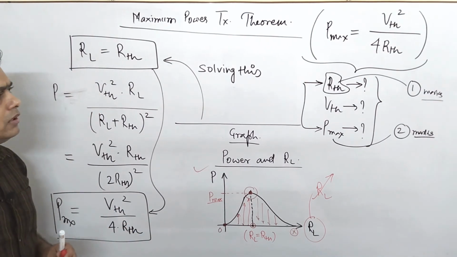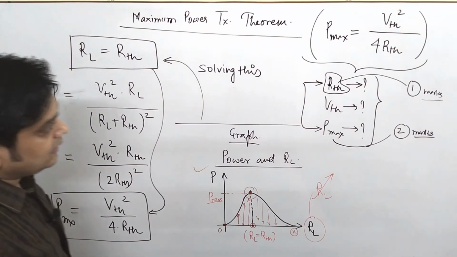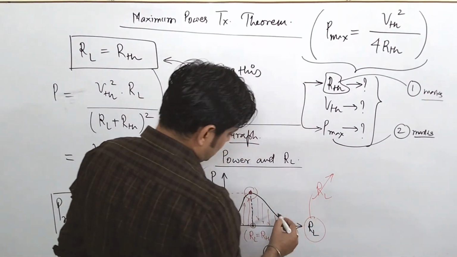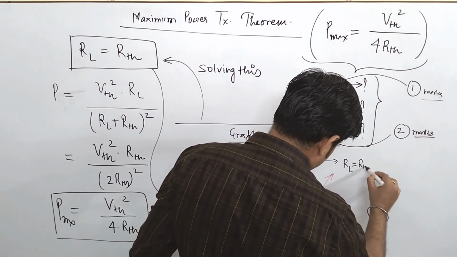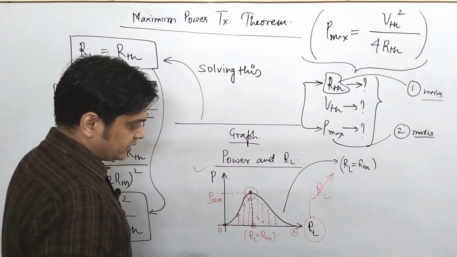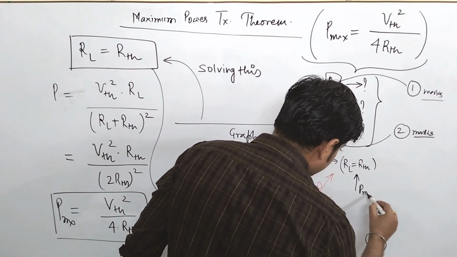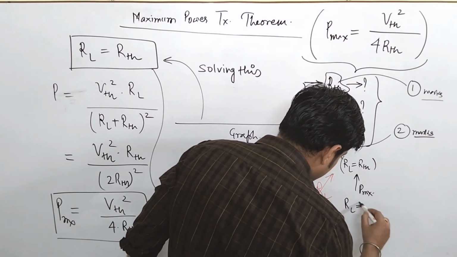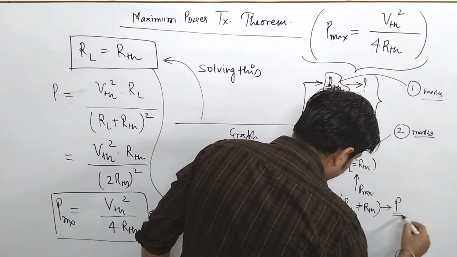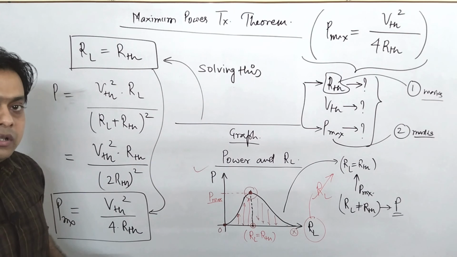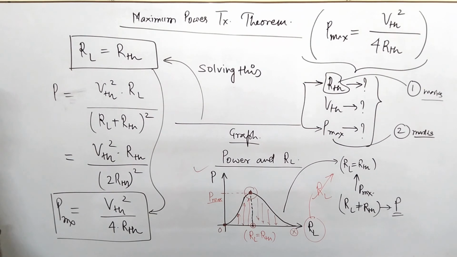Now we go for the next concept, and please keep one more important thing in mind. When RL is equal to RTH, only then can you find the maximum power, as we have already seen. And once RL is not equal to RTH, it is simply a power P, not maximum in nature. So this is all about the maximum power transfer theorem.